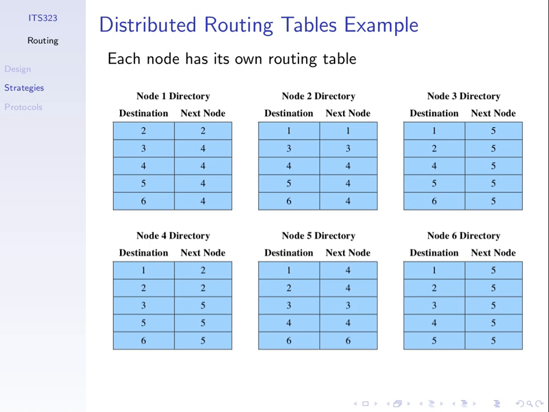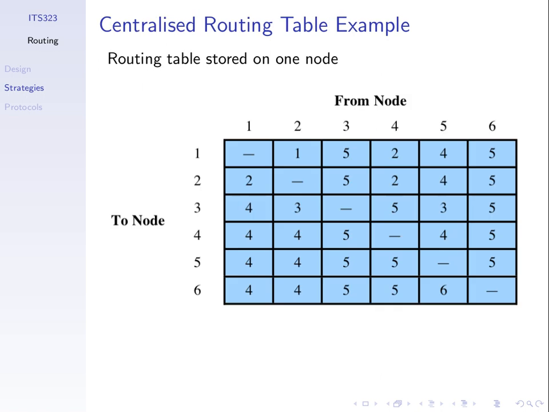The previous slide is a centralised approach. Let's say we have one special node, node 0, which is also in the network. And it stores all of that information, the next nodes from any source node, the column, to any destination. So if a packet is coming from node 3, or is at node 3 and it needs to go to node 4, the next node is 5. That's how we read that.